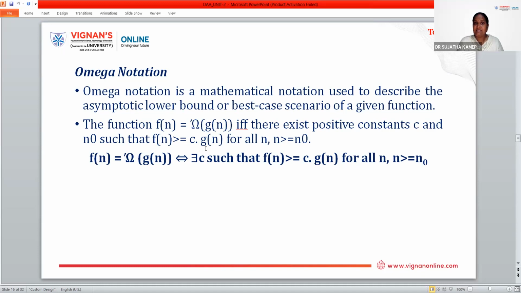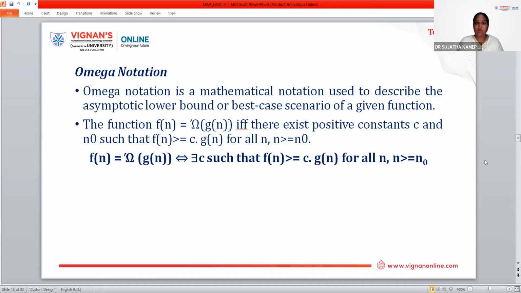So here, since this represents the lower bound, the inequality should be f of n greater than or equal to g of n. Right. Now here, mathematically, this can be represented like this: f of n is equal to omega of g of n implies and is implied by there exists c such that f of n greater than or equal to c into g of n for all n where n is greater than or equal to n naught.